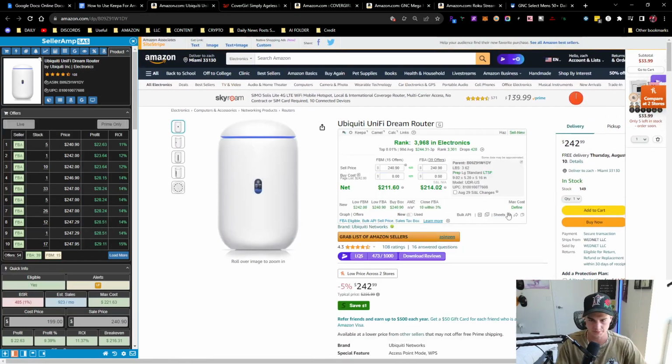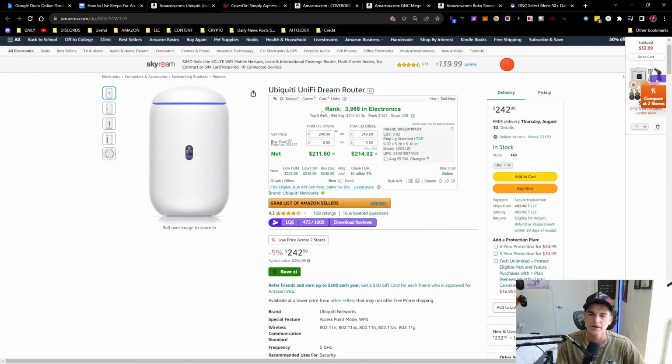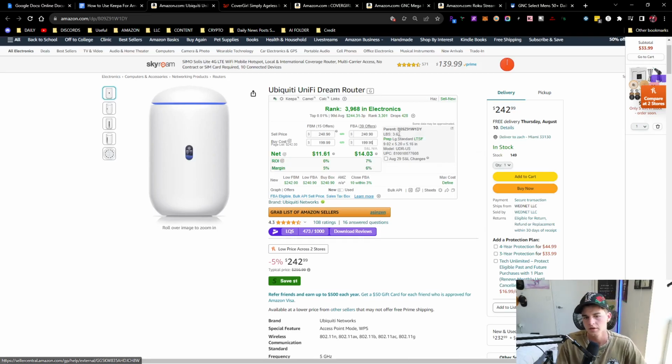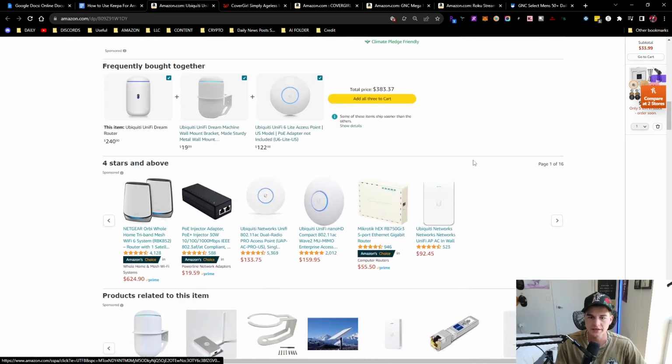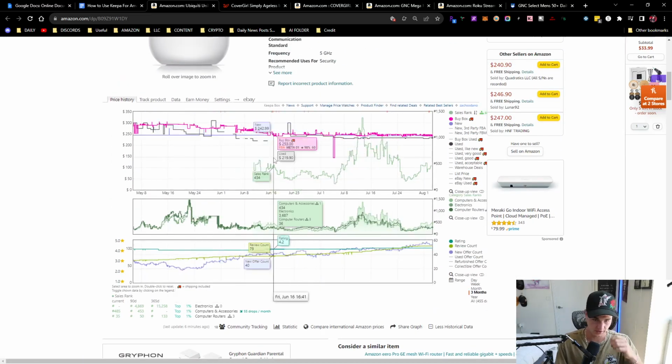So we'll be looking at this product. I'll just X out Seller Amp, but this is Rev Seller. This is just like a profit calculator. So basically, we were paying $200 for this product. If you come down here, this is the Keepa chart. This is what we're going to be focusing on for today's video.